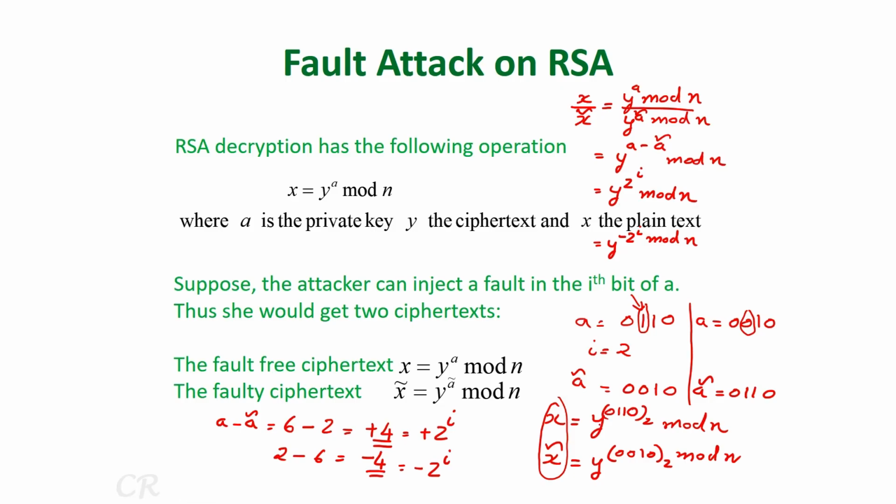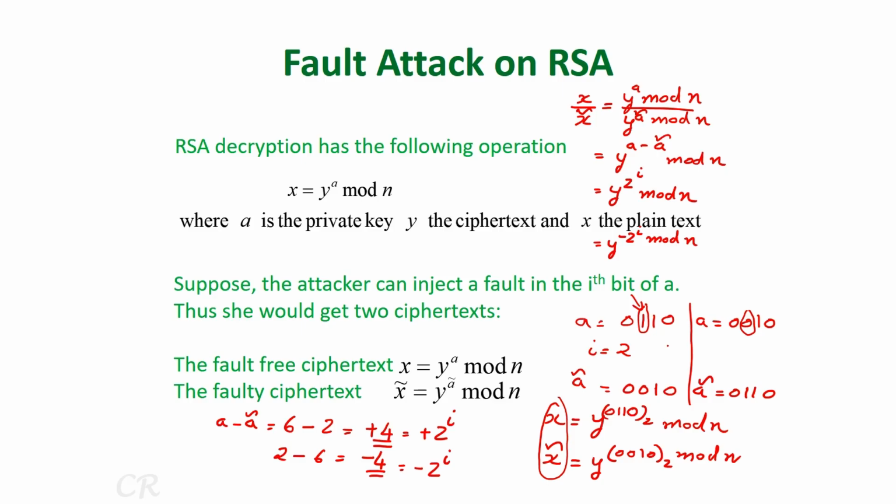Since the attacker also knows the value of Y, that is the ciphertext, he can pre-compute the value of Y to the power of 2 to the power of i mod n as well as Y to the power of minus 2 to the power of i mod n, and given X and X tilde, he can determine whether it was this case or this case, and thus infer whether the ith bit was 1 or 0. In this way, the attacker would obtain 1 bit of the secret key.